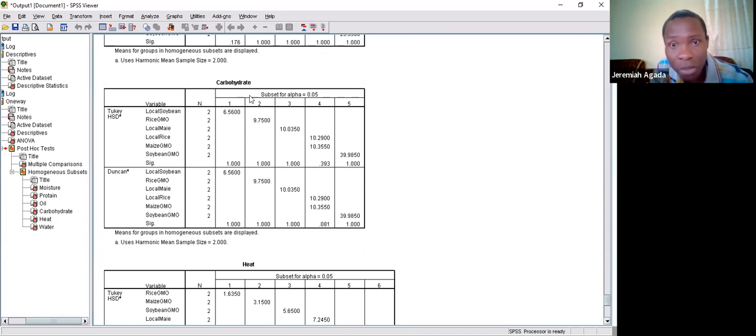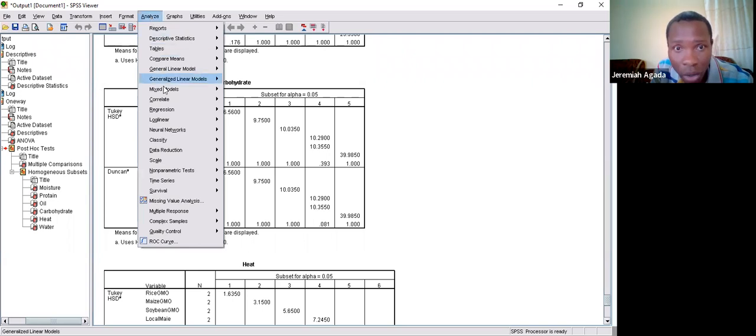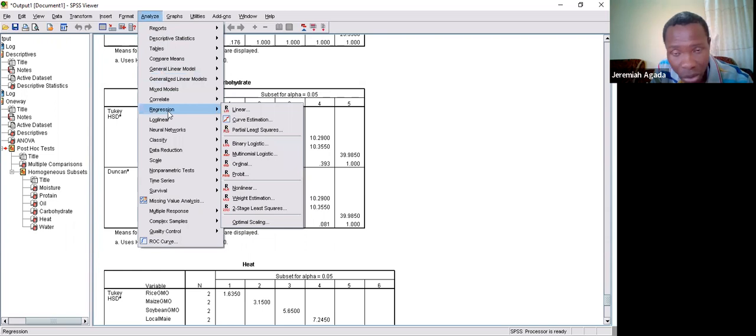But for now, please, let me just quickly look at another thing. Now, we have looked at ANOVA. You can also look at other things like the correlation and regression. This is regression. You can do regression. With regression, you want to check several independent variables against a single dependent variable.